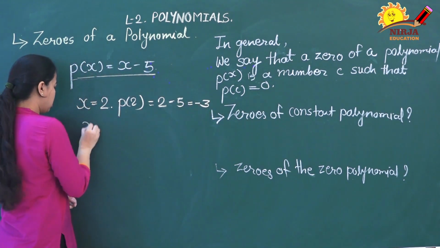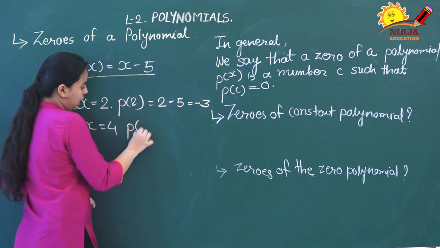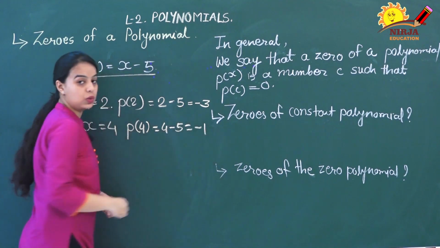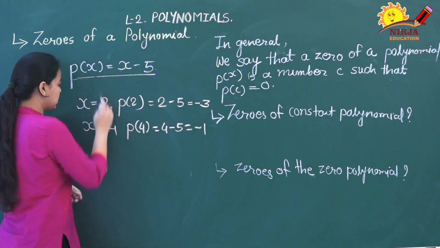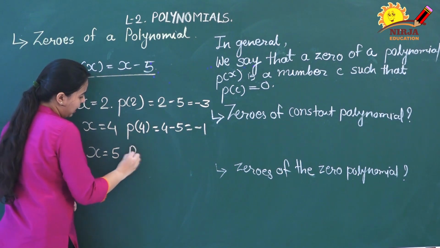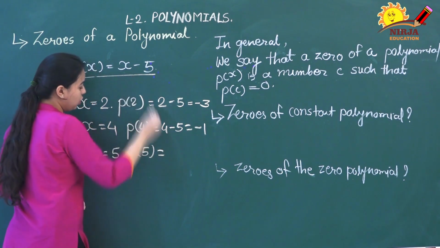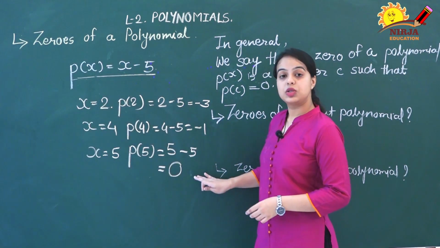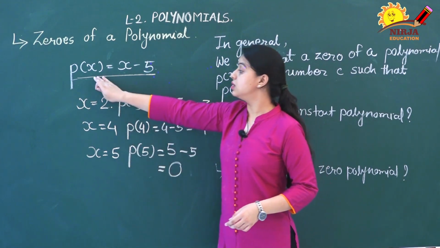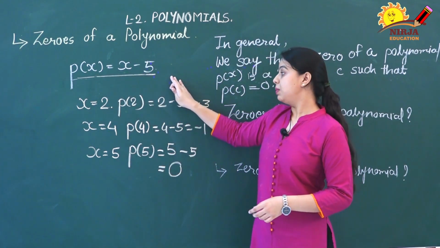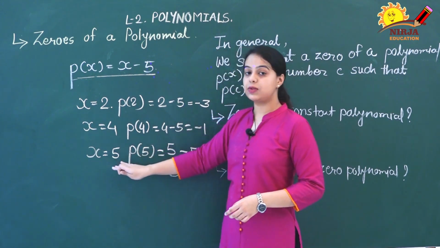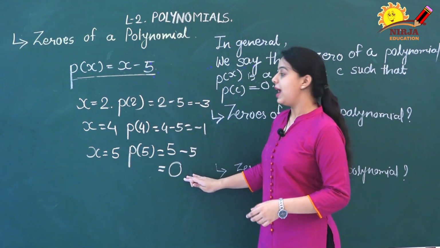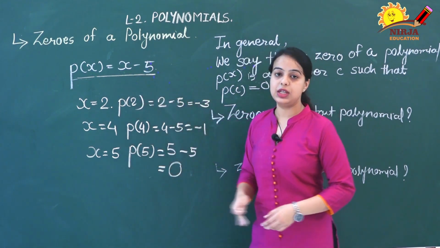Now let's take x is equal to 4. Then p of 4 is equal to 4 minus 5, which is minus 1. Now I am going to take x is equal to 5. Then p of 5 is equal to 5 minus 5, which is equal to 0. So we can call 5 a zero of this polynomial. Why? Because for the value of x is equal to 5, we are getting our polynomial p of x equal to 0. Hence we can call 5 a zero of this polynomial.